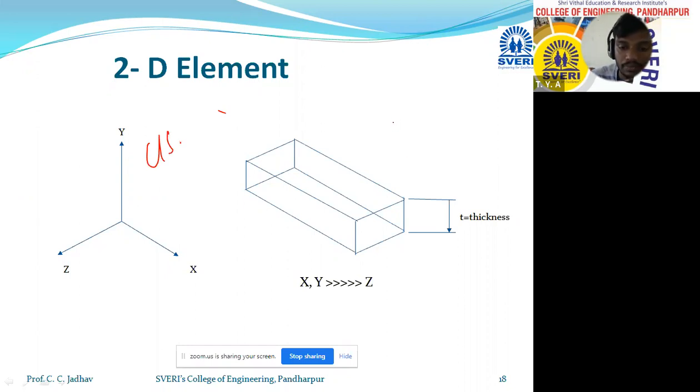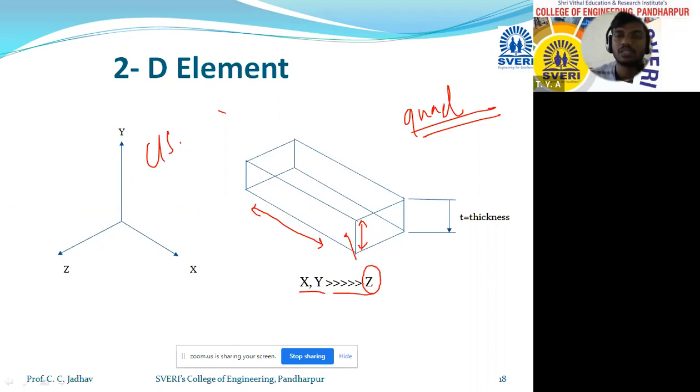You can take the quadrilateral shape. So you can see the x dimension, this is the x dimension, and this is the y dimension, and the z dimension you can't see. Okay, so x and y are far greater than the third dimension, so that is called a two dimensional element. Two of the dimensions are far greater than the third dimension, that is called a two dimension.